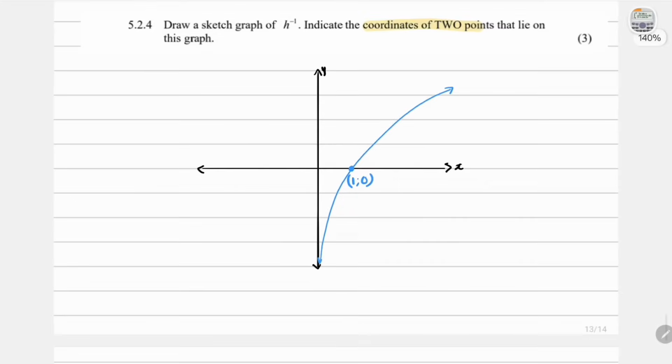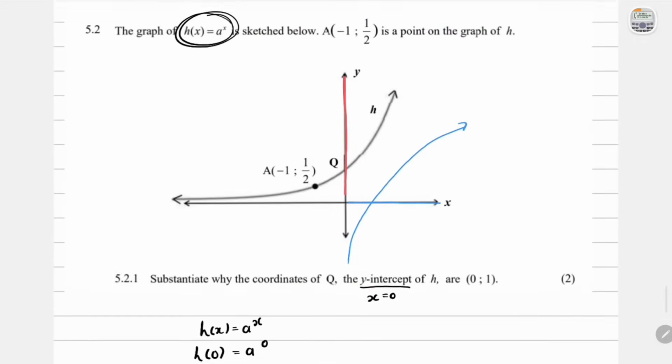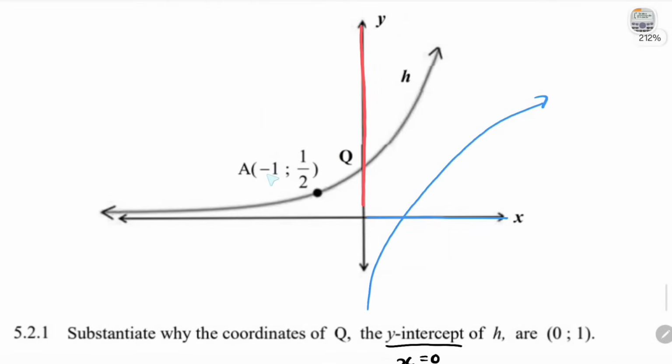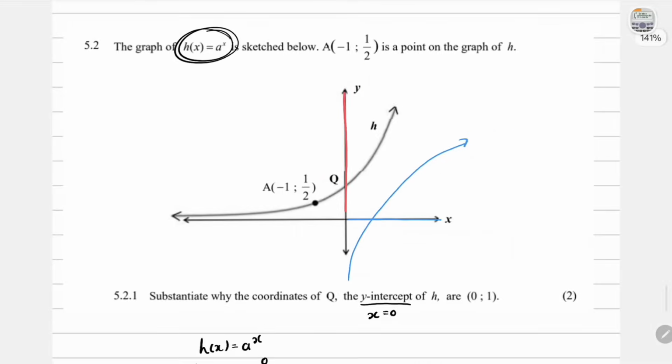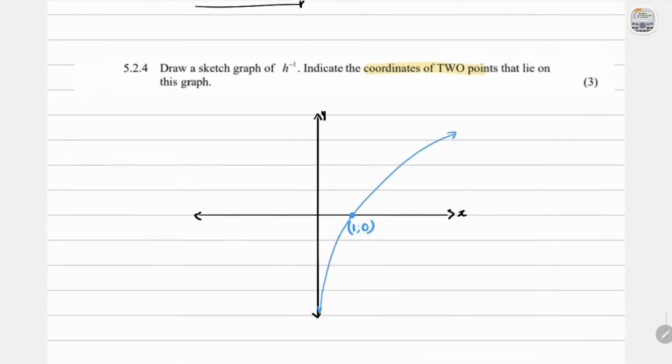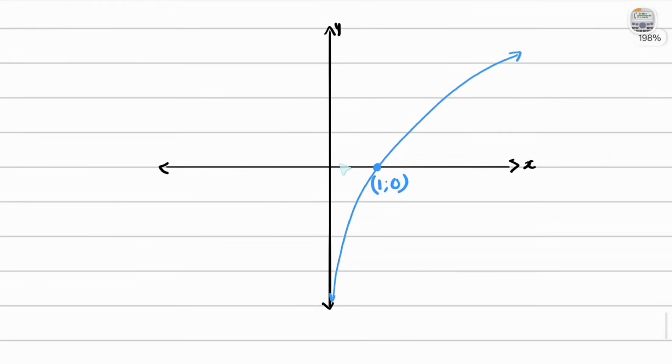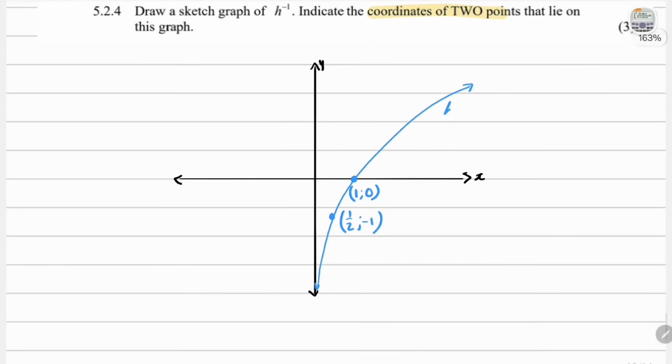And then the other point that we have is that point on this graph. Since this was (-1, 0.5), this graph will have the point (1/2, -1). Here's how we can find that. Since this is 1, it's a half, and then -1. So let's just say roughly about here. That is (1/2, -1). And there we go. That is the inverse of h.